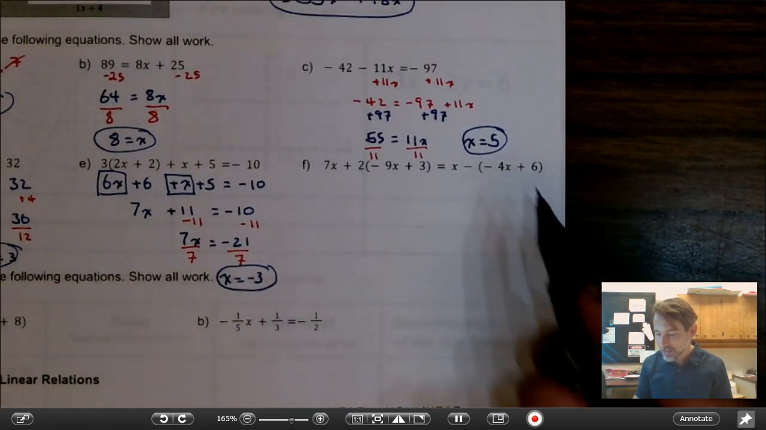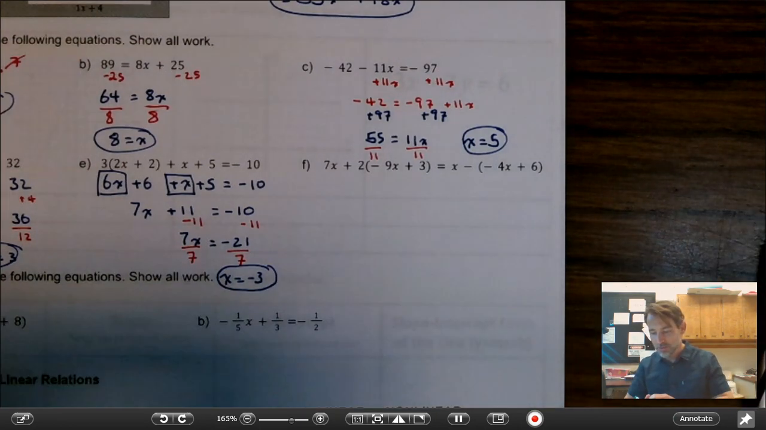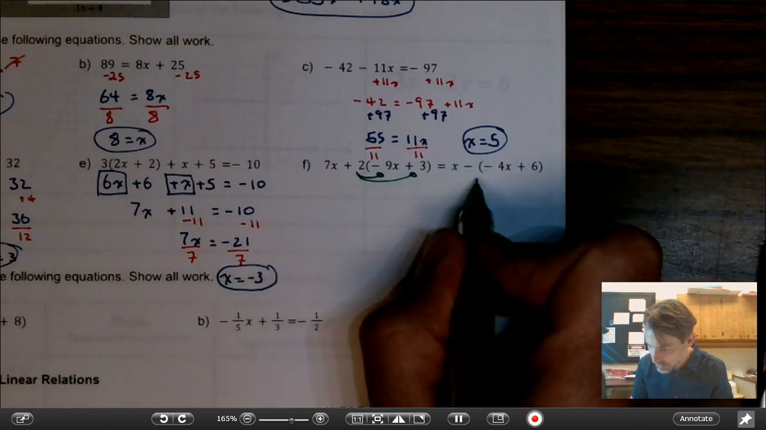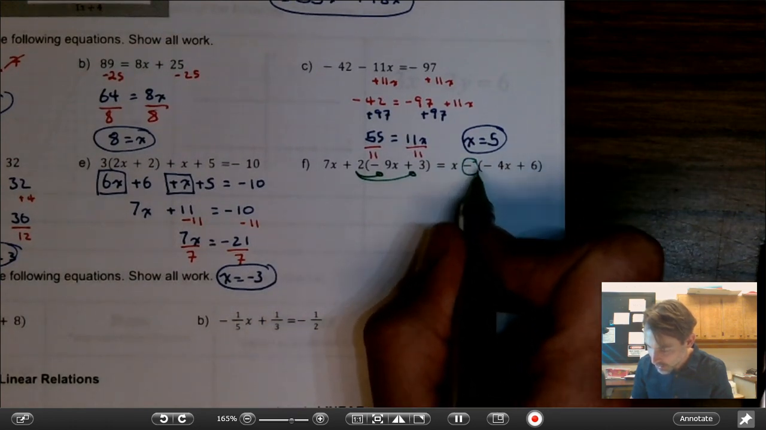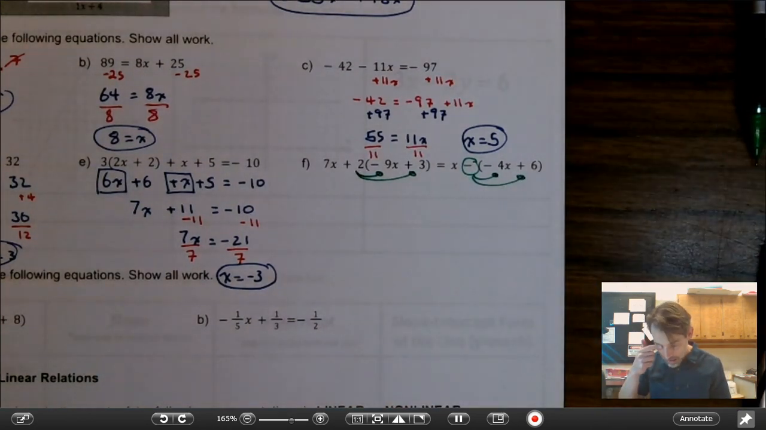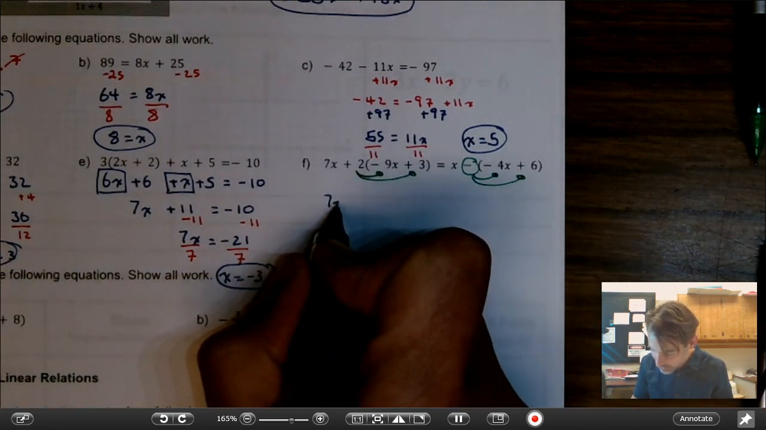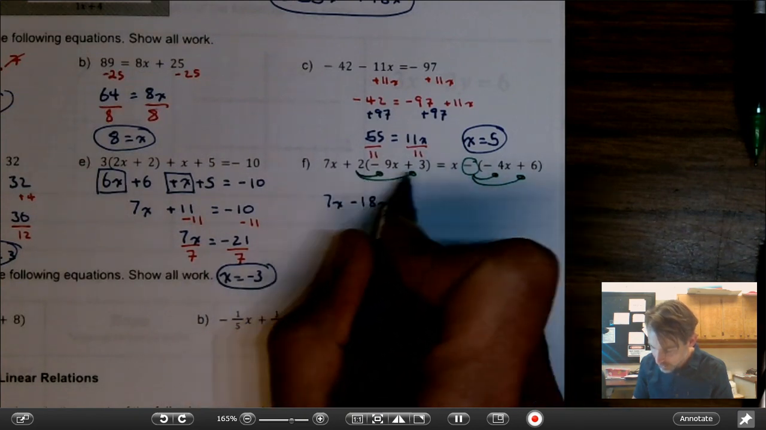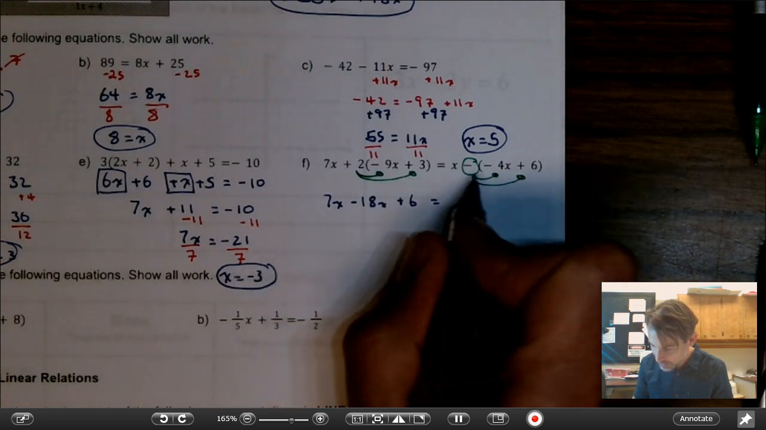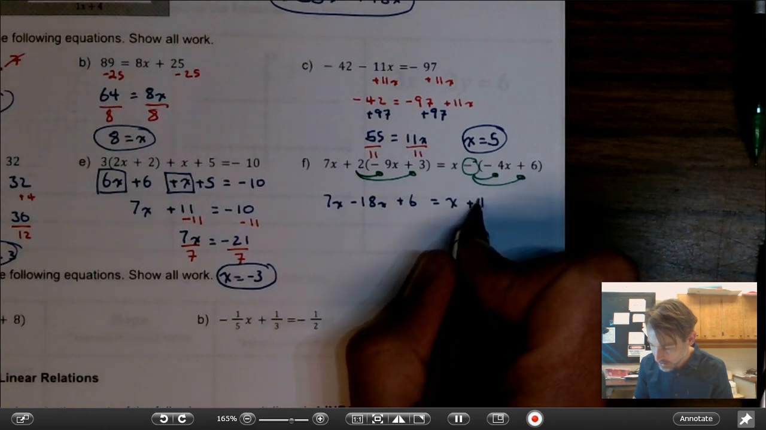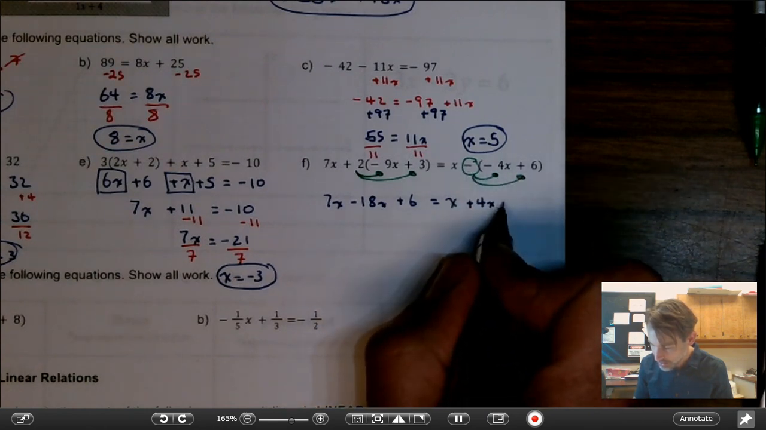All right. Now this one here looks a little messy, but you just do your distribution first. You're going to tidy first before you try and solve these. This negative here also distributes in, and that's an important thing that we're testing here. So let's go for that. Then we will have 7x is just 7x. 2 times -9x is -18x. 2 times 3 is 6, is equal to x minus times -4x is plus 4x. Minus times 6 is -6.